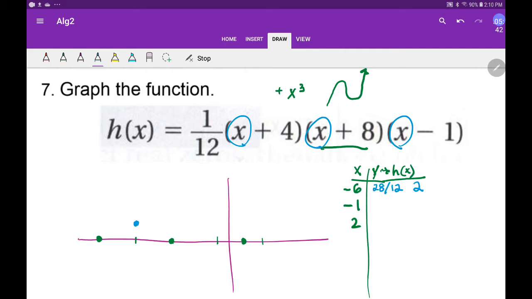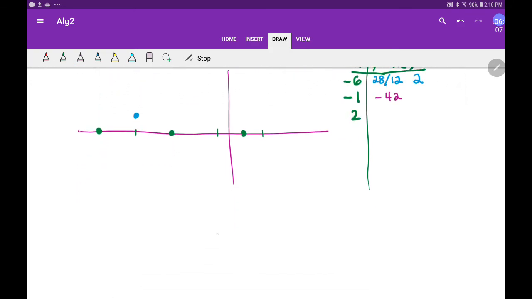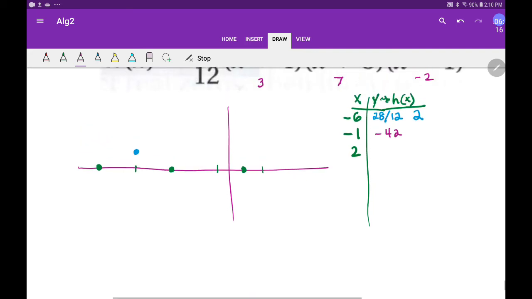And then what happens when I put in negative 1? Well, let's see. That's going to give me 3, and this is going to give me 7, right? And this is going to give me negative 2. So I'm going to say negative 42. Wow, that's way down there. Okay. So we're going to just call this negative 42 down here. That's way down.